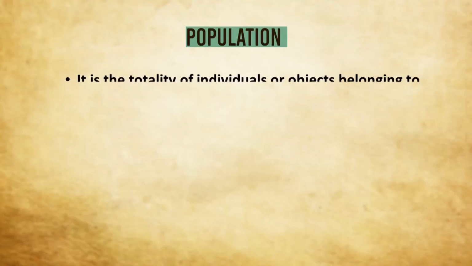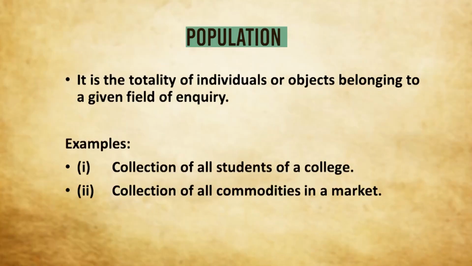In this section, we shall take up the elements of sampling distribution and after that, chi-square distribution. Before going into the sampling distribution, we need to know some important properties or concepts. First, we will take up population. It is the totality of all individuals or objects belonging to a given field of inquiry.